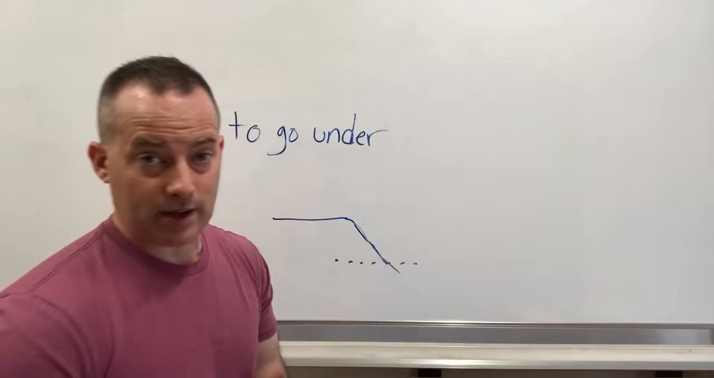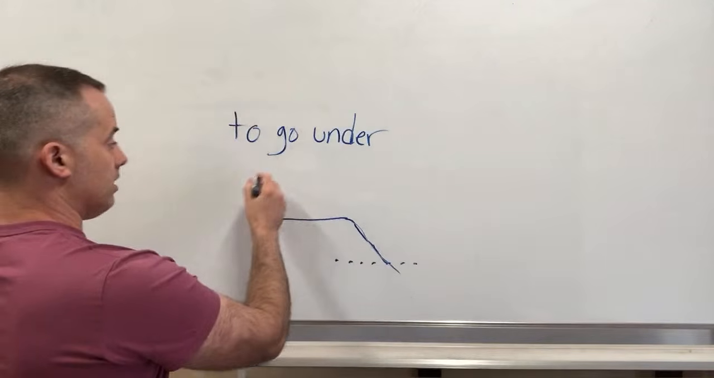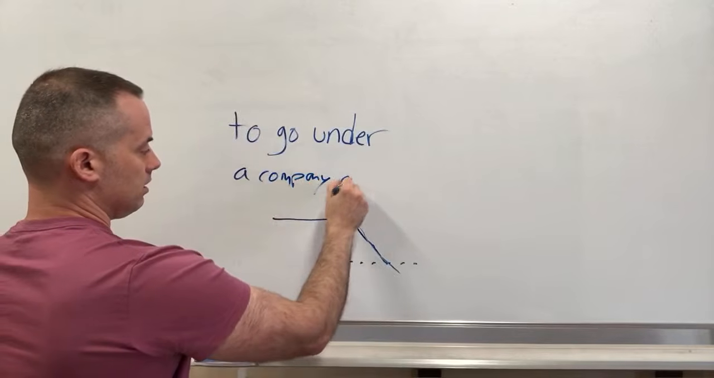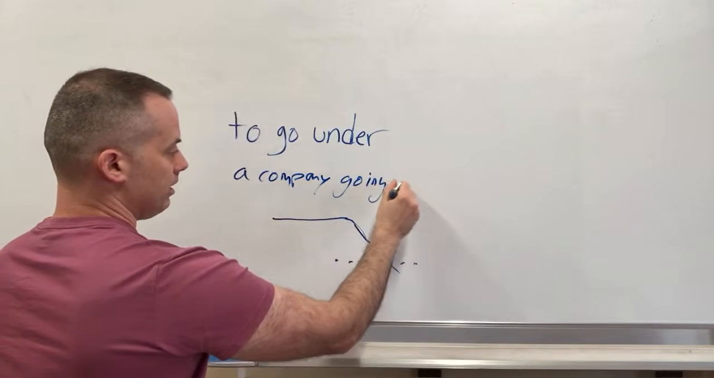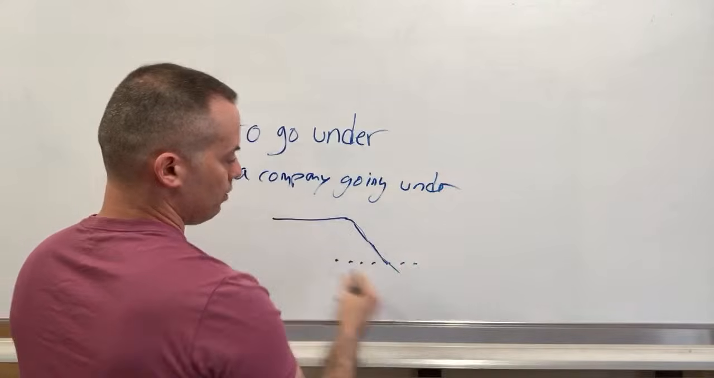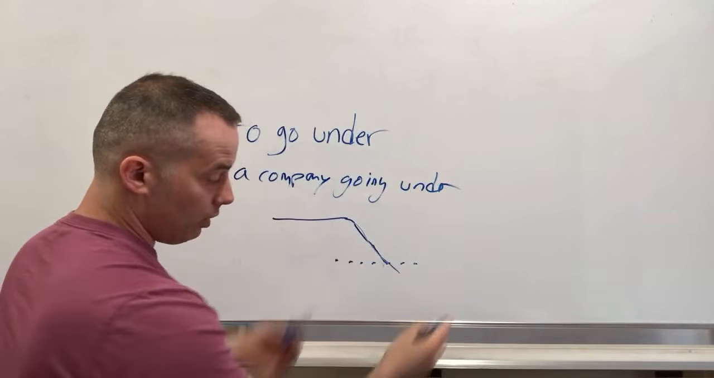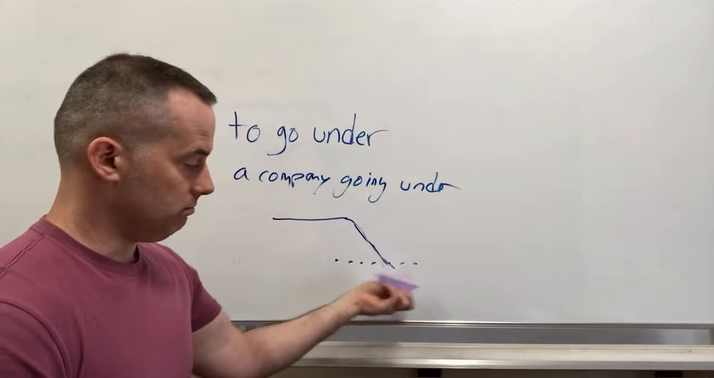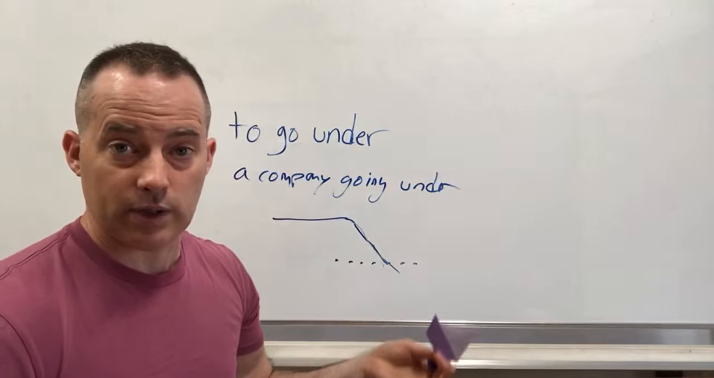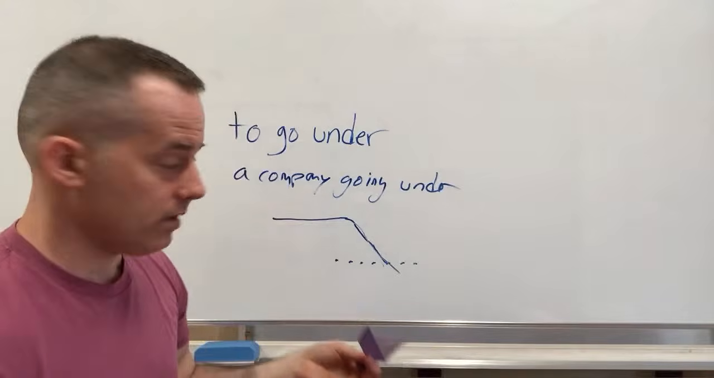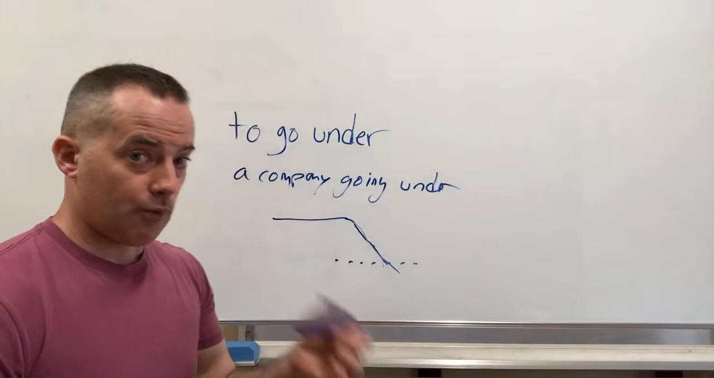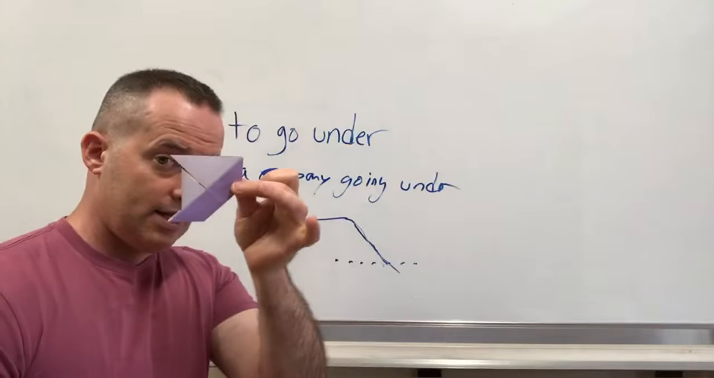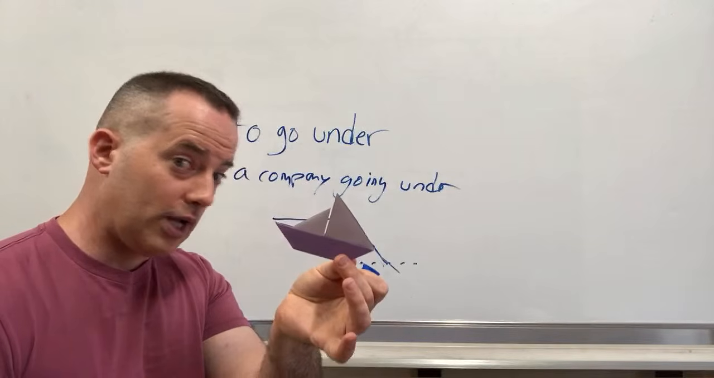So if we talk about a company going under, what we mean is it's going really below this line. It's not making money anymore, and basically it's going to go bankrupt. Okay? Any questions about that? I really want to make sure everybody understands this. To go under is a pretty simple idea, and I thought this boat would help you understand that.